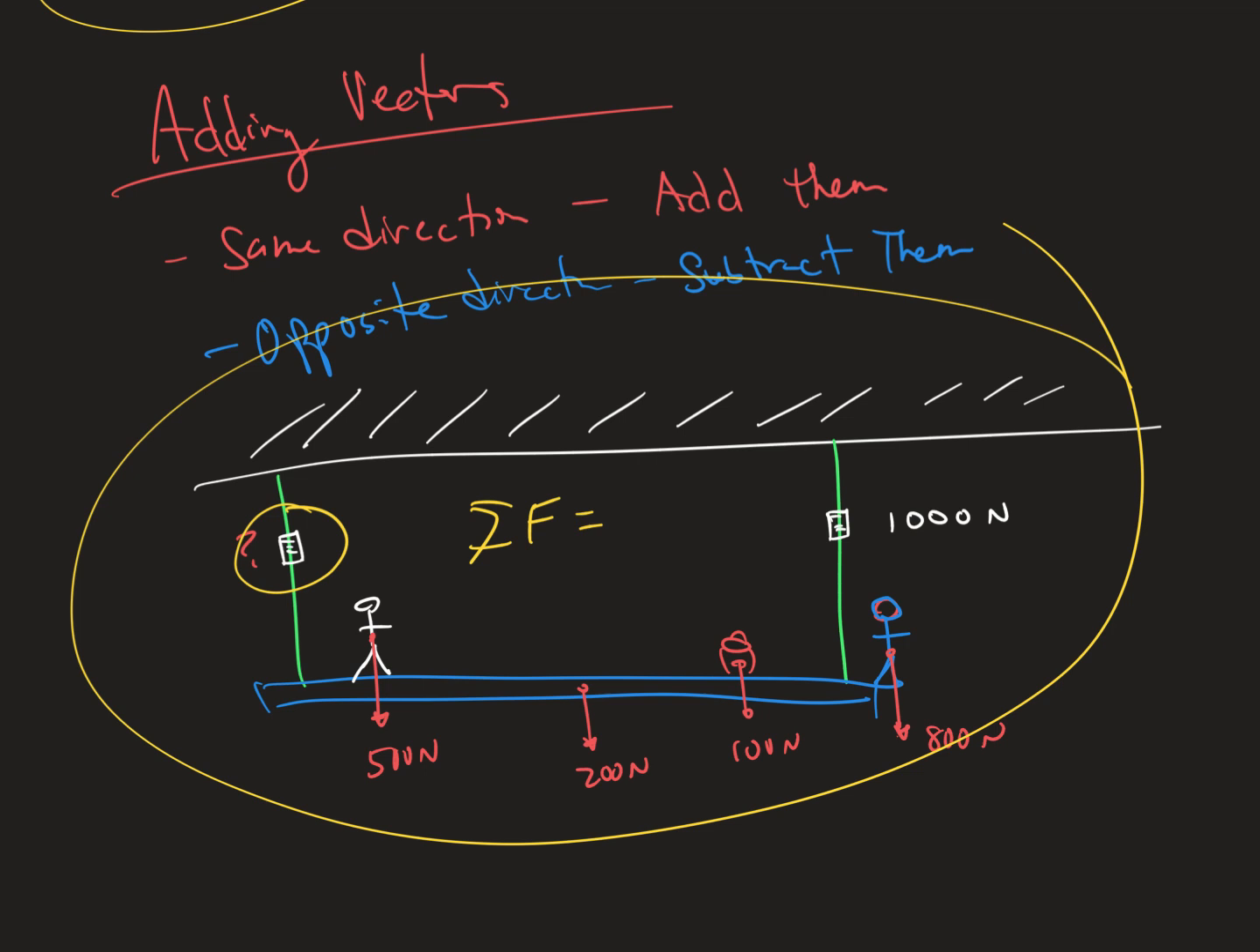Okay, let's talk about it. Because we're just guessing. Let's make sense of this. How can we change the object's state of motion?